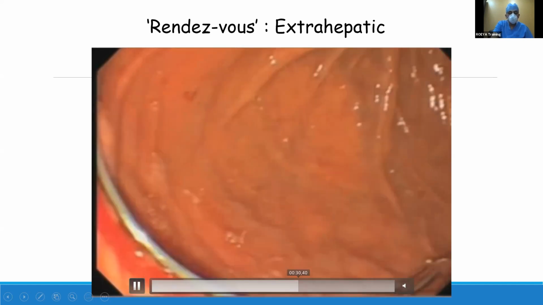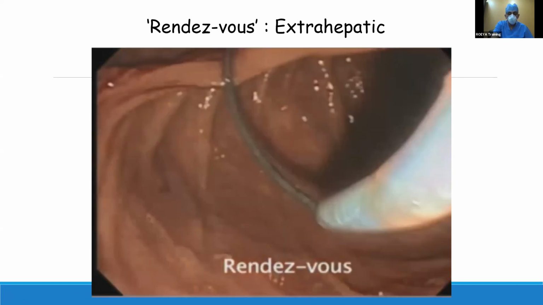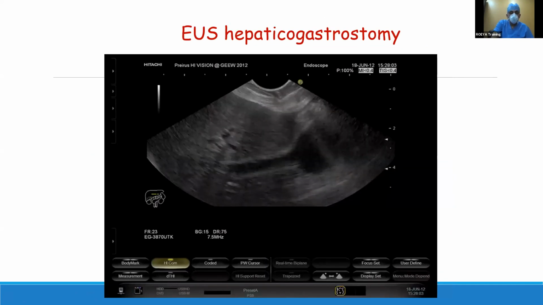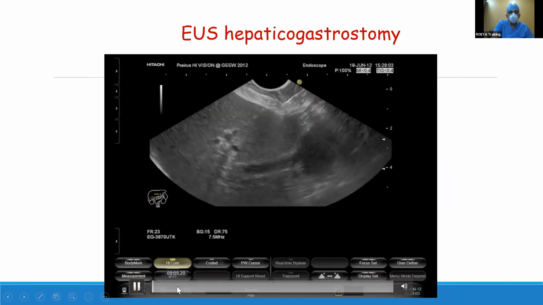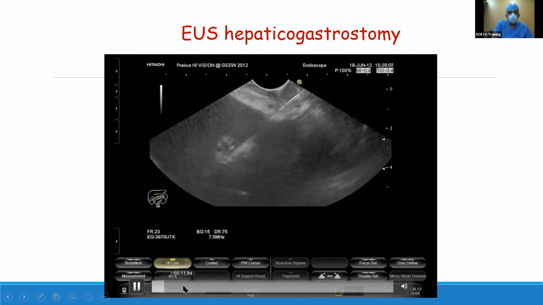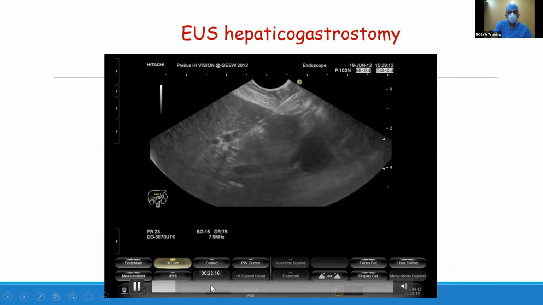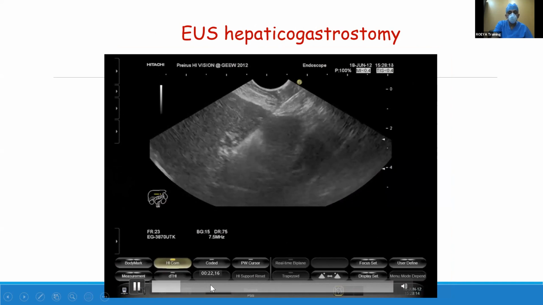If not, I will do the biliary drainage directly with EUS, putting the stent in the first part of the duodenum. And then we have the very difficult, very advanced technique, the EUS hepaticogastrostomy, where you drain mainly the left system with EUS through the stomach.